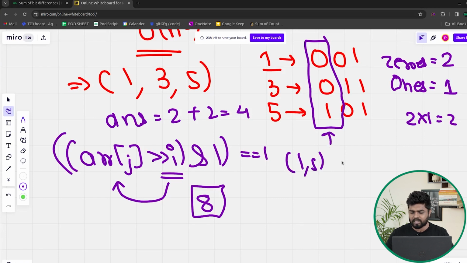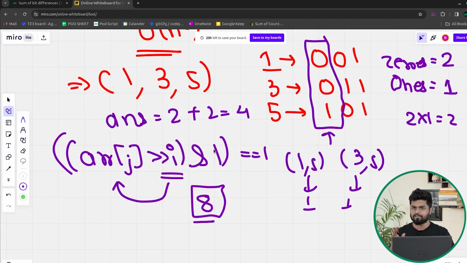1 comma 5 pair will be there, and 3 comma 5 pair will be there, right? So they will add 1 1 each, because for 1 comma 5 you can see that the i equal to 2 bit is not set for 1, whereas it is set for 5, and similarly for 3 it is not set, and for 5 it is set. So that's why they will contribute 1 1, and you have to consider 5 comma 1 and 5 comma 3 also. So that's why you have multiplied in your answer. Overall you have multiplied 2 to consider B comma A kind of pairs as well. So finally you return the answer.